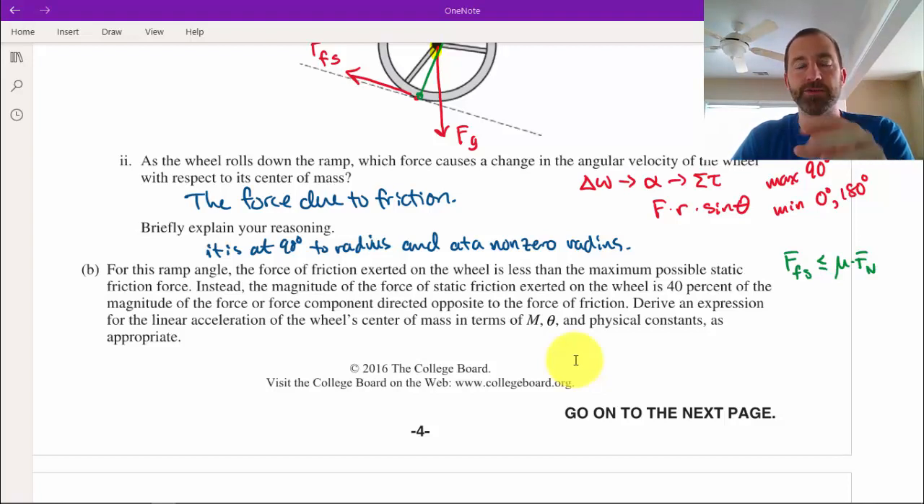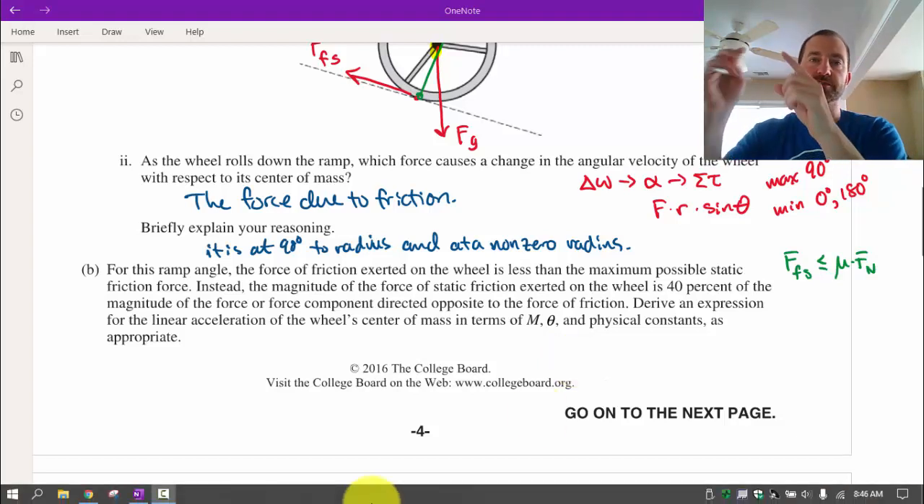So I get what they're saying, but if you're trying to read a problem quickly, this would be a little funky, all right? So this is from 2016, it's the second year the test was administered, so maybe they didn't quite have it down in terms of what language kids could get or not. But for this problem, it says that the force of friction is not maximized. Cool, got it. The force of friction is 40% of whatever force is going against friction.